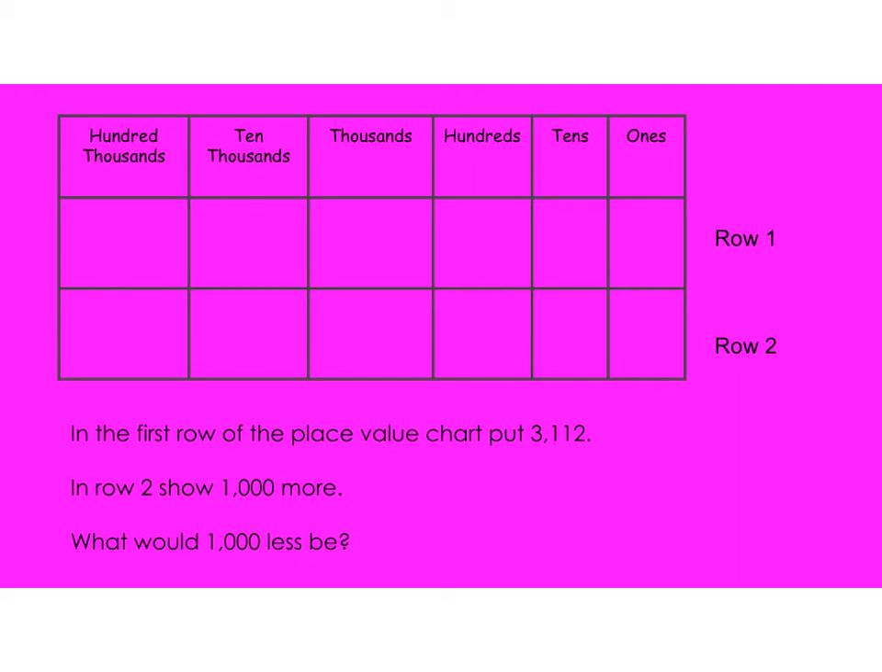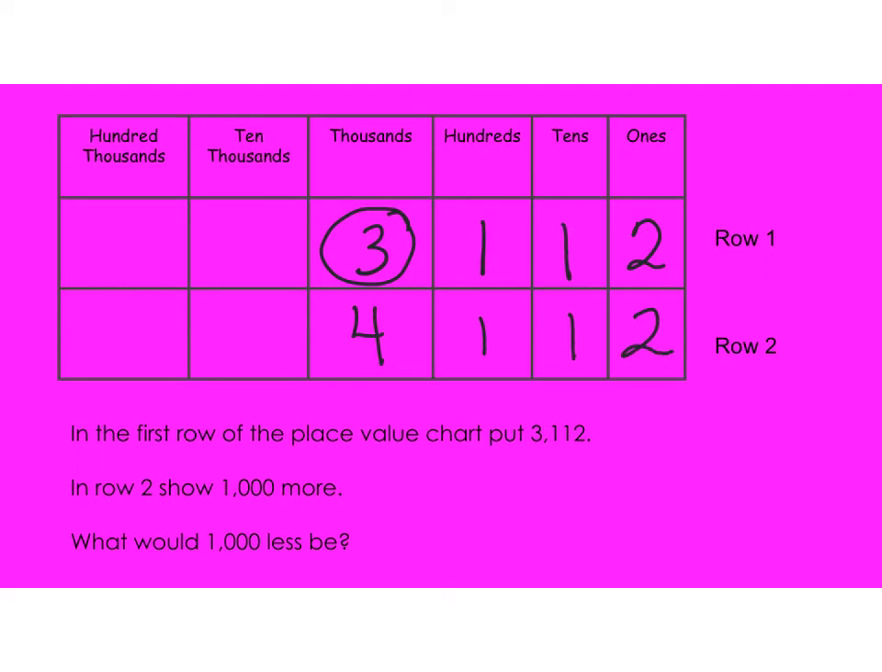Okay, in this place value chart on row 1, I'm going to put in the number 3,112. Okay, in row 2, I'm going to show 1,000 more. So if I look at my thousands number, it's the 3. So I want to write 1,000 more. So I'm just going to put a 4, which is 1,000 more. But the rest of my numbers in my place value chart would be exactly the same. I would still have 100, I would still have 10, I would still have 2 ones.